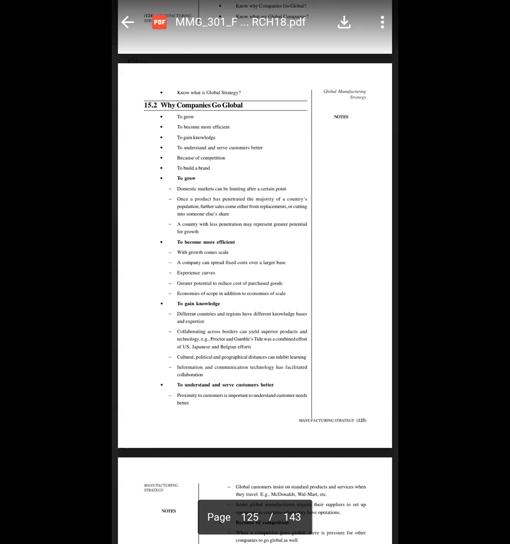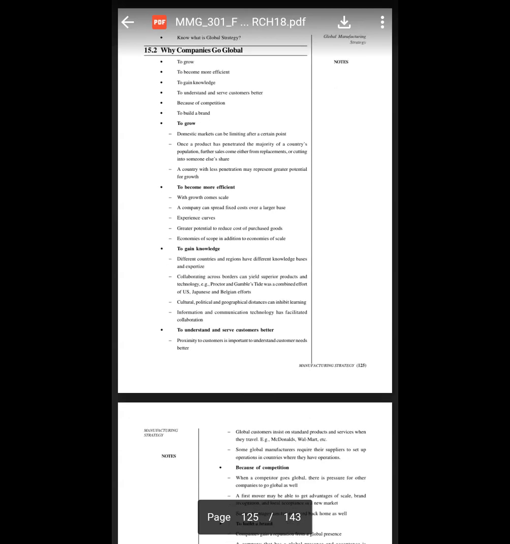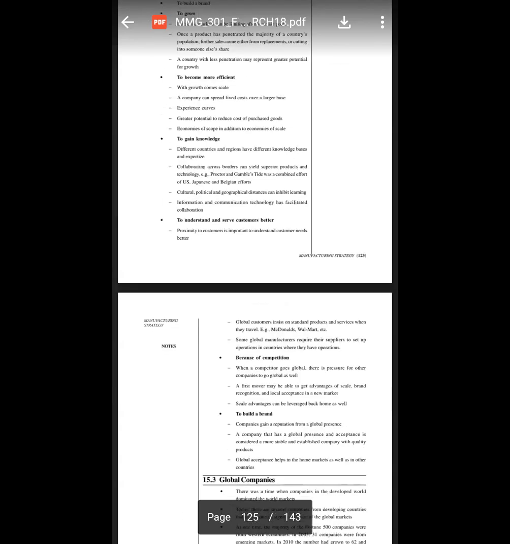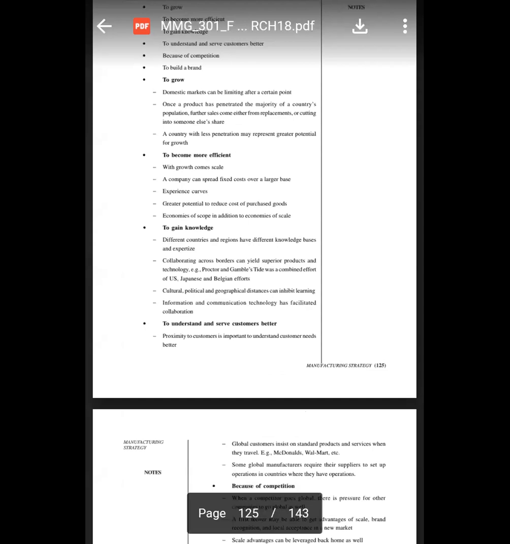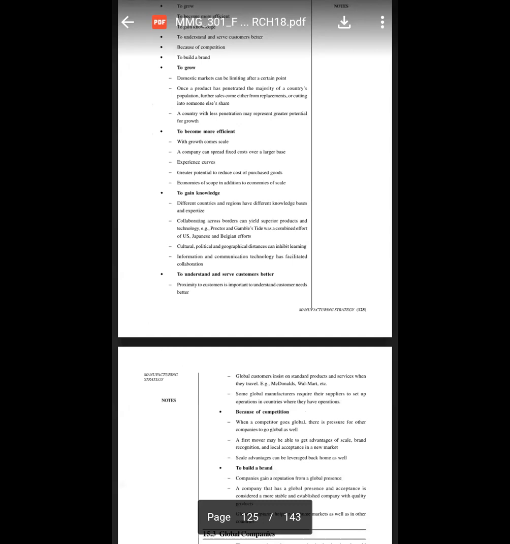Then to build a brand. Okay, then to build a brand, rightly said, to build a brand also. So these all are the important factors. Now, to grow, the domestic market can be limiting after a certain point. Once the product has penetrated the majority of the country's population, further sales can either be replacement or cutting into someone else's share. A country with less penetration may present greater potential for growth.